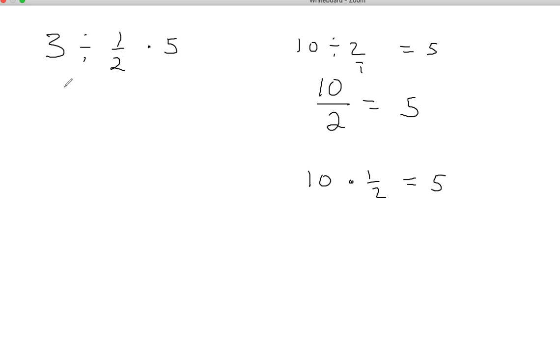So let me pop over here and do that. If I have 3 divided by 1/2, I can think of that as 3 times 2 over 1, and I don't really need the 1 because there are no more fractions in the problem. So 1/2 becomes that 2, and then times 5, and then I can just multiply straight across and get 30.